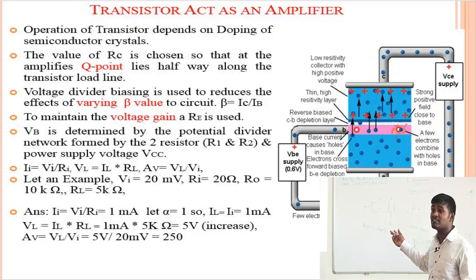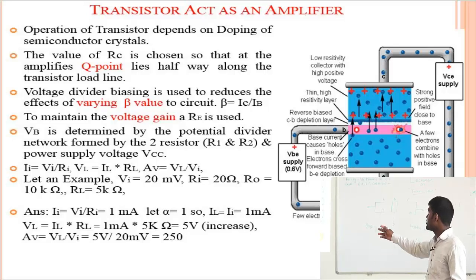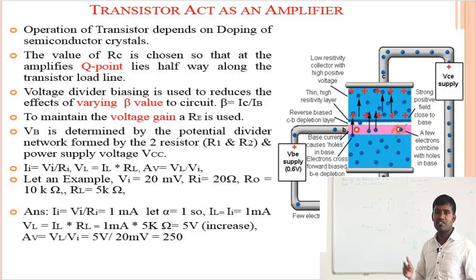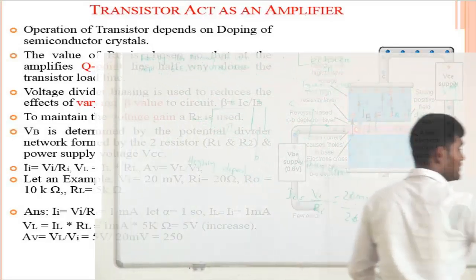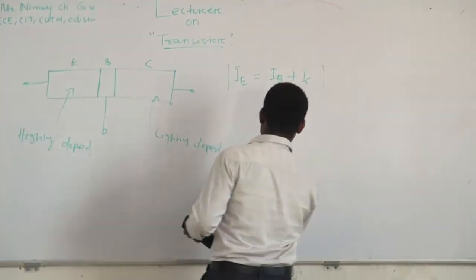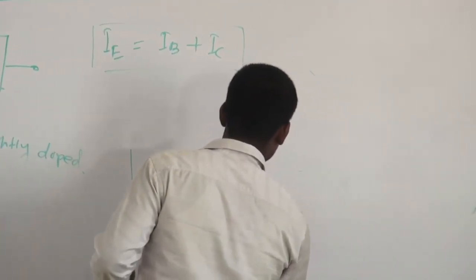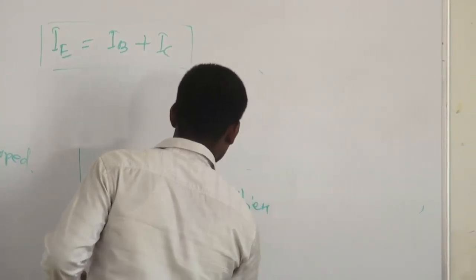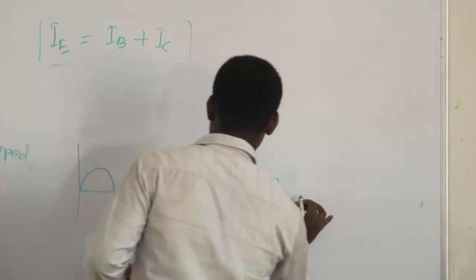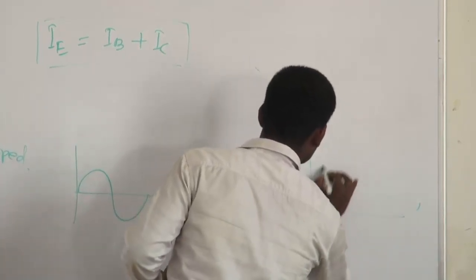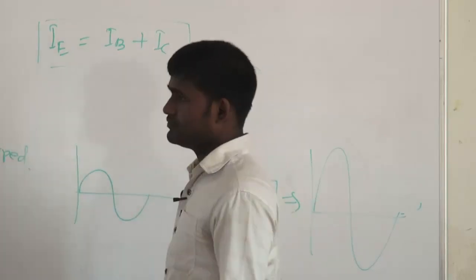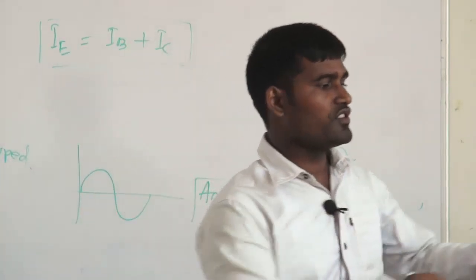The output side voltage is 5 volt, but the input side voltage is only 20 millivolt. The output side is in the volt range, so it increases. So AV is equal to 5 volt by 20 millivolt, which is equal to 250, the increase. So the output characteristic should be like this. If the input signal is like this, obviously it is an amplifier circuit. It will give output like this, meaning for an amplifier you have to use the emitter circuit.